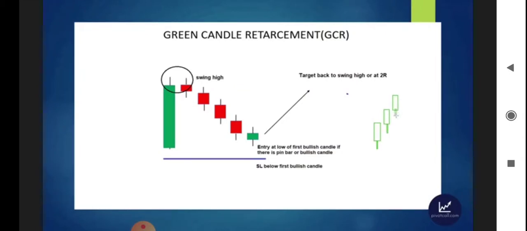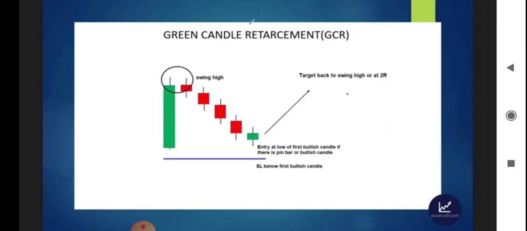Third candle, medium to average. Still, you can consider it as a GCR. So the candle doesn't have to be big like this. Even medium candles will do, provided there is some follow-up. Okay, there is a follow-up, meaning a back-to-back green candle. Still, you can consider these three candles as one big green candle.